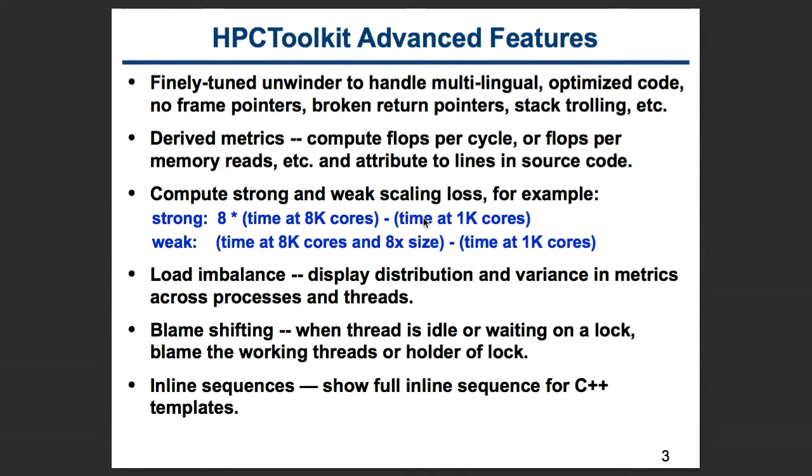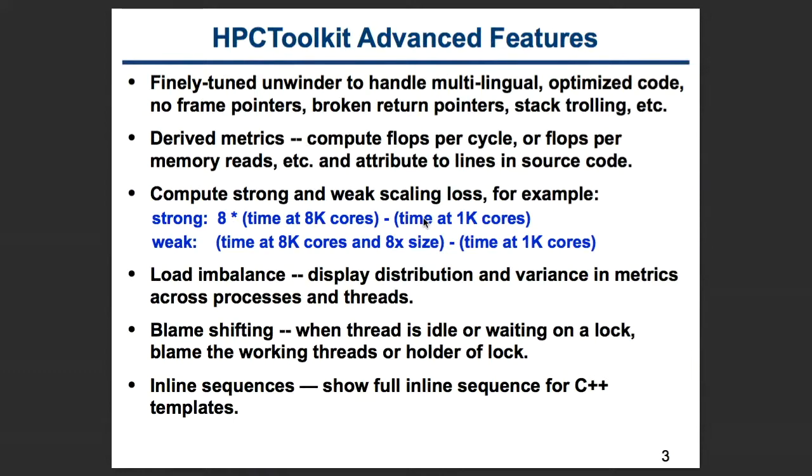Okay, one example of derived metrics is that we could use them for scaling studies. So, for example, for a weak scaling study, let's say you run a program at 1,000 nodes on some size of a problem, and then you run it on, let's say, 8,000 nodes on a problem that's 8 times as large. If you have perfect weak scaling, then the running times of those two programs should be exactly the same, right? If you have perfect scaling, you run it on 8 times as many cores on a problem 8 times as large.